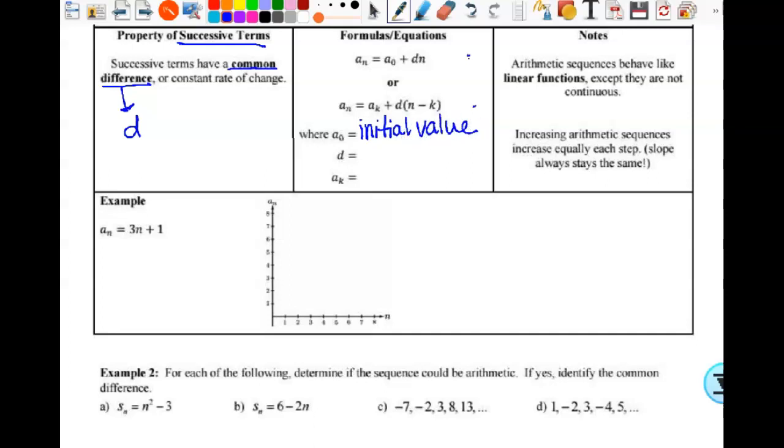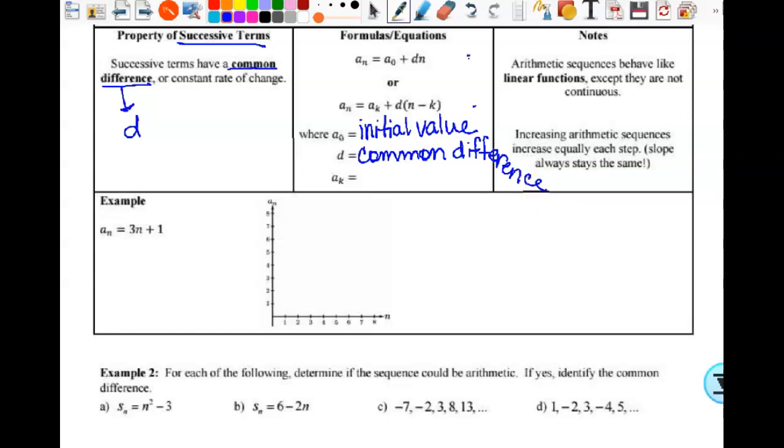Okay, your initial value, where it starts when you substitute in 0, this is what you're going to get. D is the common difference. And again, sorry, I cannot write small enough on this board to make this fit. Maybe I should start writing things out on the board and on the paper to make sure they fit.